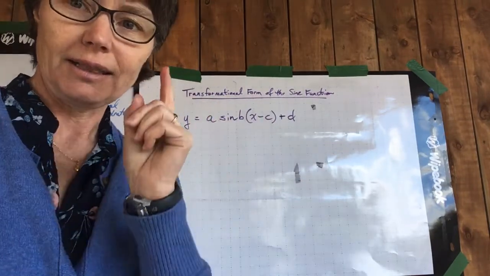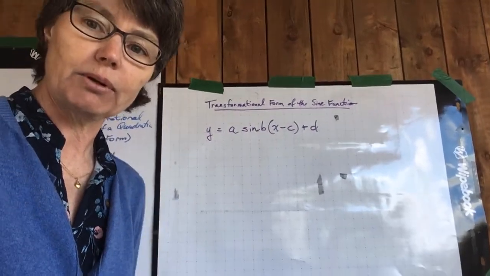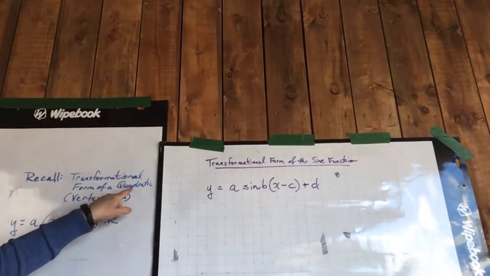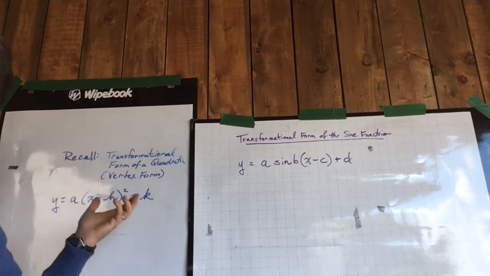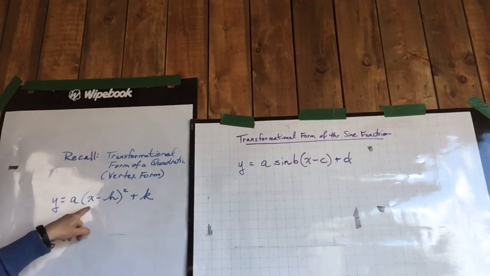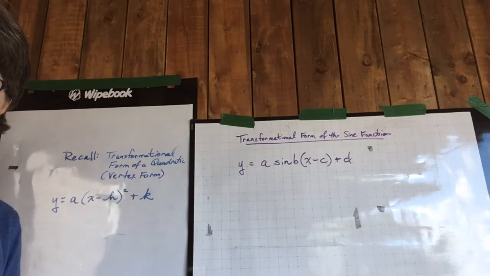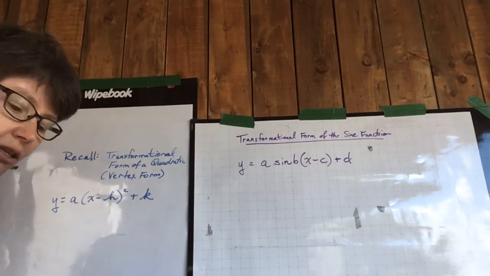Okay, now let's recall. Let's go back to thinking about something we know lots about already: the transformational form of a quadratic function. Vertex form is another name for that. You're all familiar with that. So y equals a bracket x minus h all squared plus k. Now let's talk about this quadratic function in terms of what the transformations are.